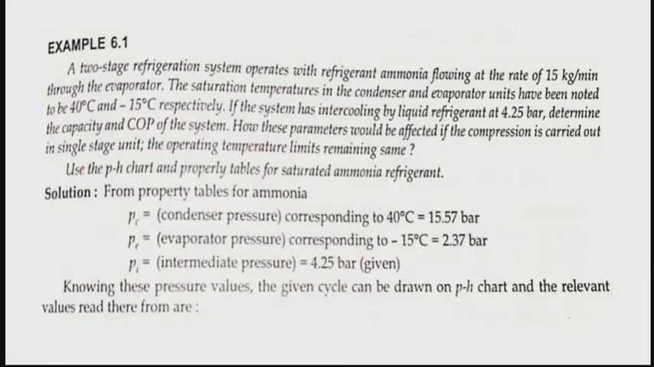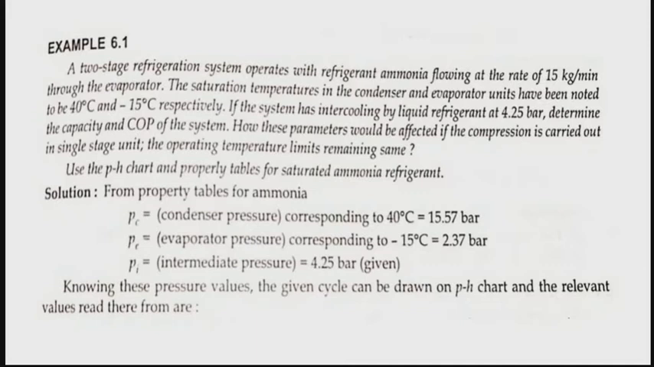In this problem, a two-stage refrigeration system operates with the refrigerant ammonia flowing at the rate of 15 kg per minute through the evaporator, and the saturation temperatures in the condenser and the evaporator units have been noted to be 40 degrees and minus 15 degrees centigrade respectively. If the system has intercooling by liquid refrigerant at 4.25 bar, determine the capacity and COP of the system. How would these parameters be affected if the compression is carried out in a single stage unit and the operating temperature limits remain the same?